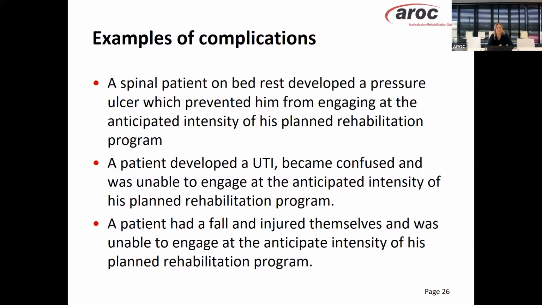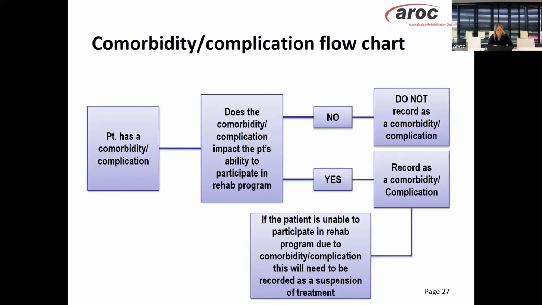So here again, you'll have to make a clinical judgment around what was their planned intensity of their rehab program. Here we have just a little flow chart to go through. It's pretty straightforward. It's not so easy in practice. A patient has a comorbidity or a complication arising during their episode. We look at: does this comorbidity or complication impact the patient's ability to participate in their rehab program?